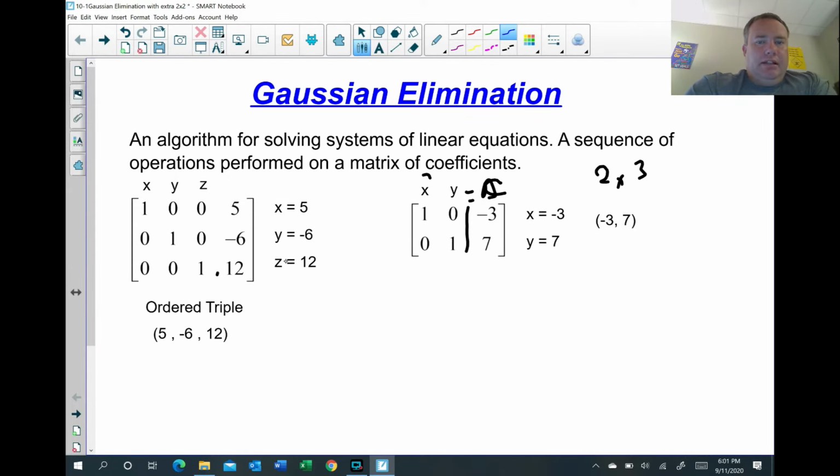Here's the thing about Gaussian elimination. You are very, very lucky. We are not doing full Gaussian elimination. We are doing partial Gaussian elimination. At some point you will do full, but not today.